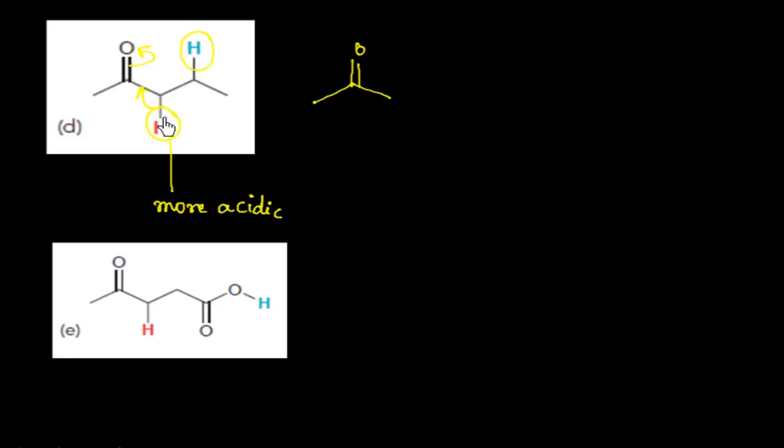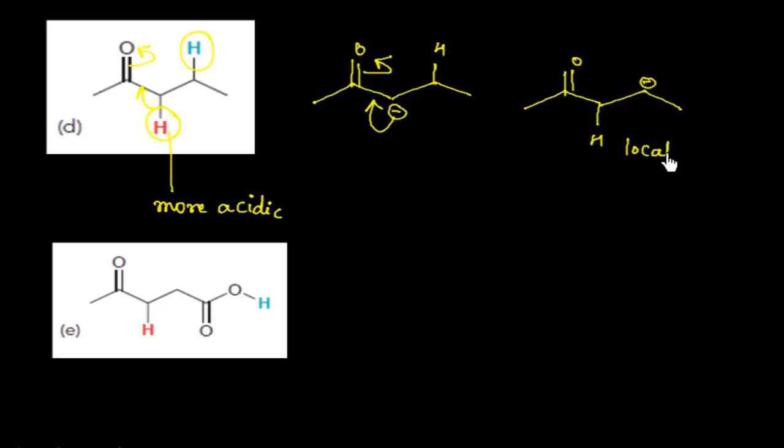Let us say if I lose the H plus in red, I will have this one, and if I lose this one, I will get this species. Let us compare the acidity or conjugate base stability. In this case this is resonance stabilized, but this is not resonance stabilized. So in this case the charge is localized, and in this case the charge is delocalized.